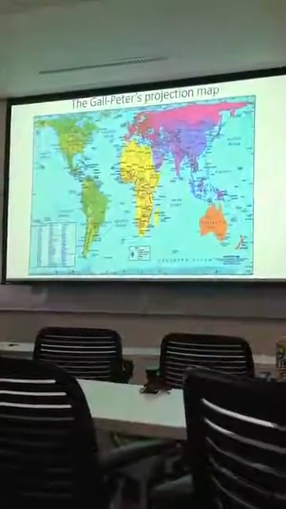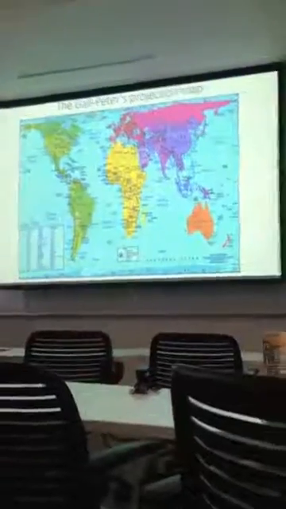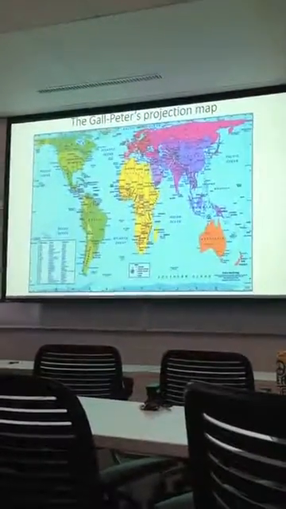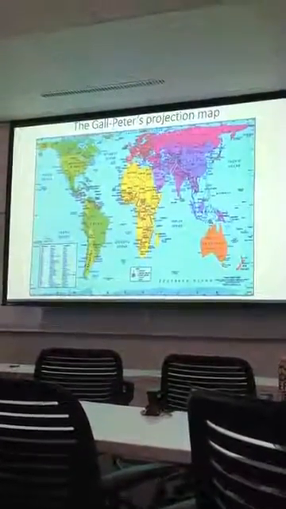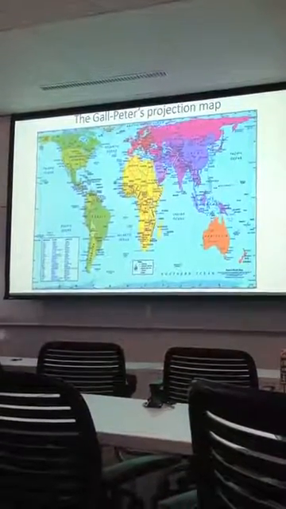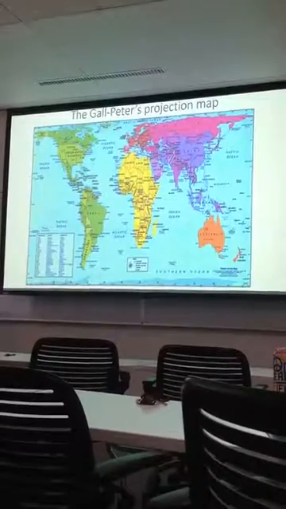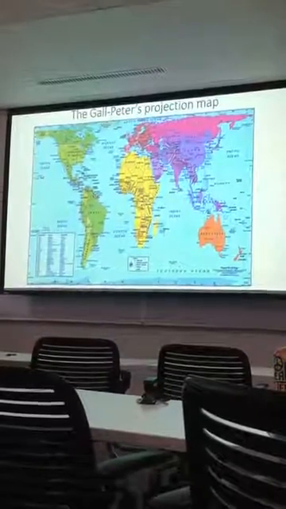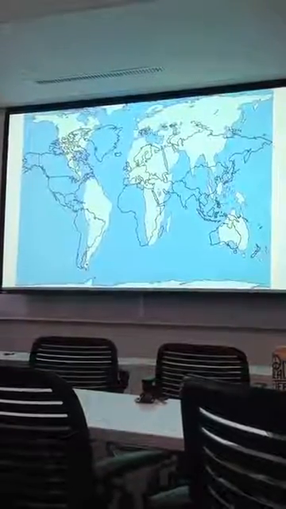Presented in 1974 by Dr. Arnold Peters, who claimed he invented it, though well after the discovery of an identical map made by James Gall in the 1800s, therefore calling it the Gall-Peters projection. That's the difference between the two.